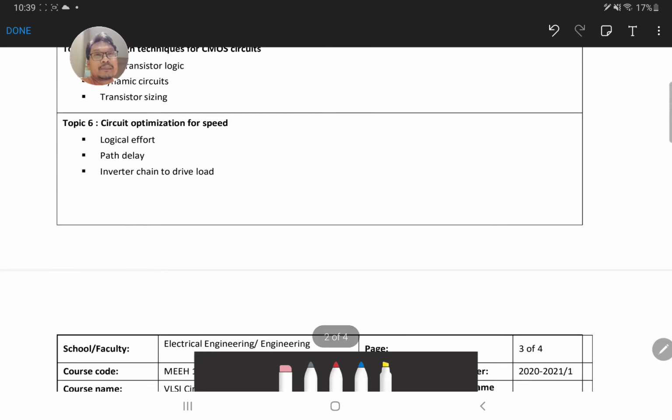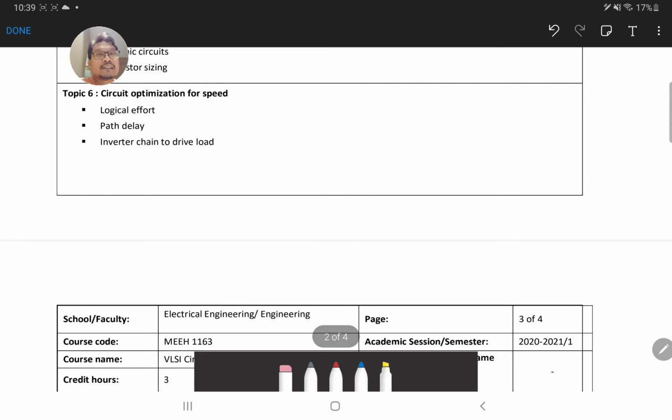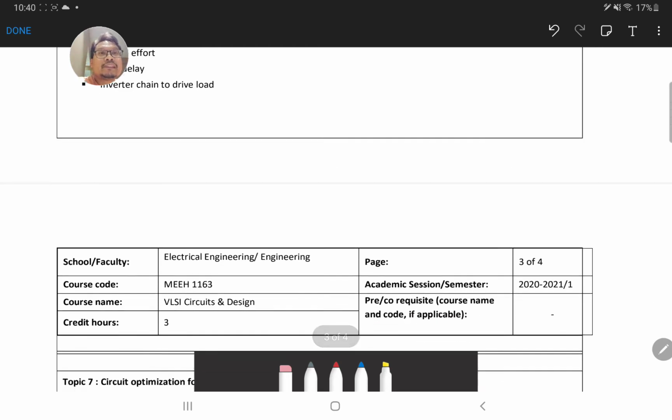Number 6 is circuit optimization for speed. So we're going to look at the logical effort, what it means by logical effort, and what is the method to optimize your VLSI circuits, to optimize the speed of your VLSI circuit. We're going to look at the path delay based on logical effort, how to calculate the path delay, inverter chain to drive load. So we're going to look at the inverter chains.